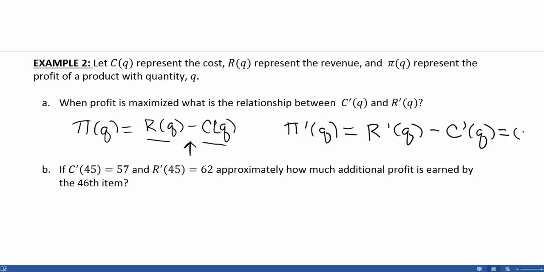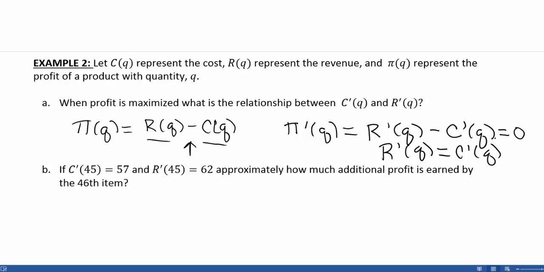Now, if we're at a maximum, that means we're at a critical point. So the difference between these two things will have to be 0. Well, that tells me something really important, because if I were to add C prime of Q over to the right, I will find that R prime of Q equals C prime of Q. So that tells me that when profit is maximized, the marginal revenue has to be equal to the marginal cost.